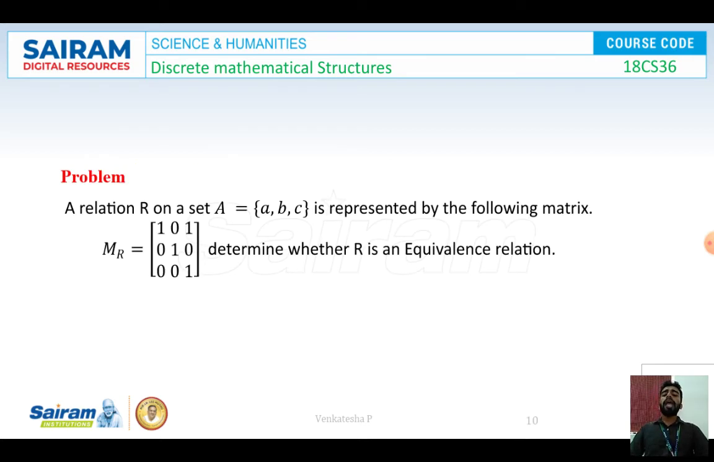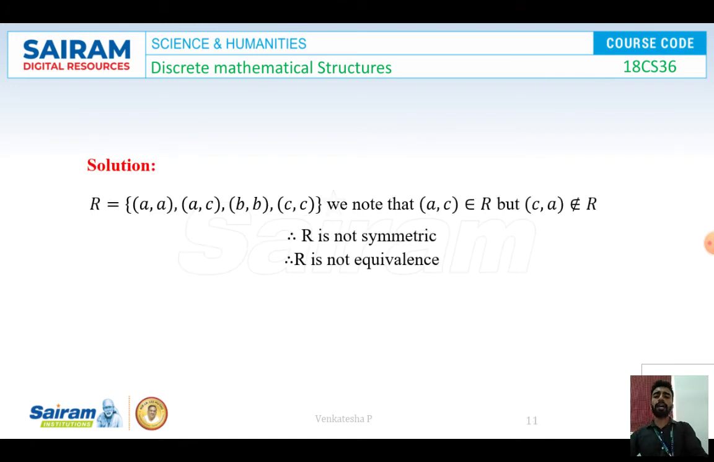For example, a relation R on a set A equal to {a, b, c} is given by the following matrix. The matrix M is given as 1, 0, 1, 0, 1, 0, 0, 0, 1. Now we have to verify whether R is an equivalence relation or not. According to the given non-empty set A and the matrix M, I'm going to frame the relation R first. R is equal to (a, a), (a, c), (b, b), (c, c).